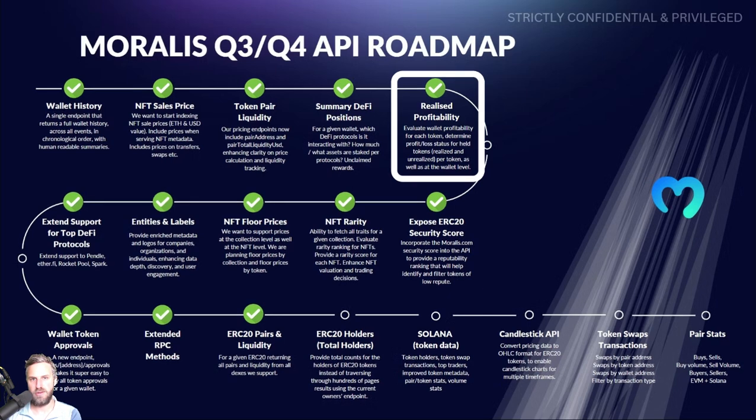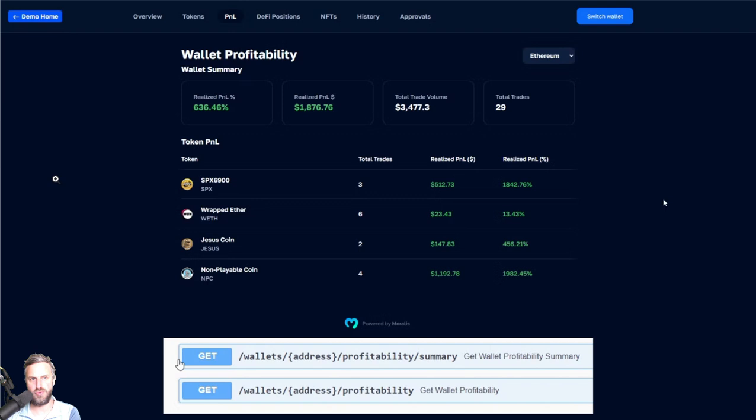Profit and loss, P&L tracking, or more specifically, realized profitability. This endpoint lets you track a wallet's profitability, token profitability over time, including the top profitable wallets for a specific token. So whether you're managing your own assets or tracking or analyzing other wallets, this endpoint helps you get excellent wallet insights.